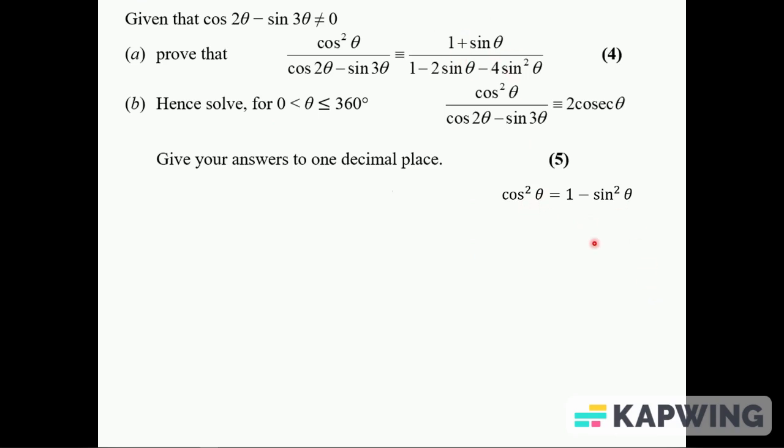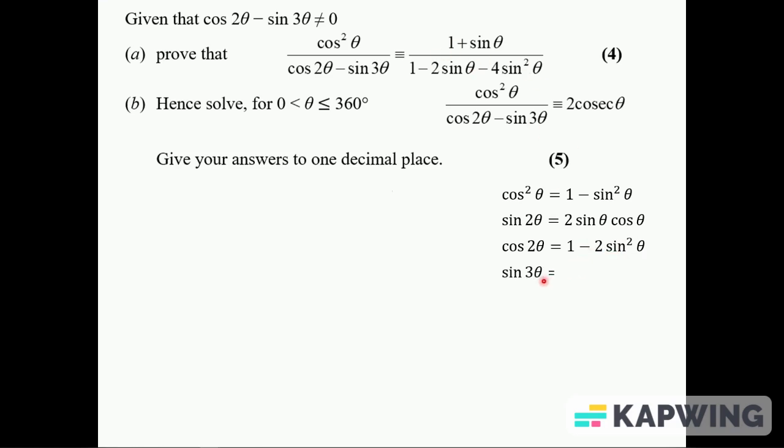So I'm going to use cos squared equals 1 minus sine squared. I'm going to use the double angle formula for sine as well. There's only one of those. And the cos 2 theta, I'm going to use this version of it because that's the one with sine squared, which is what I'm aiming for. Remember, I'm aiming for all in terms of sines.